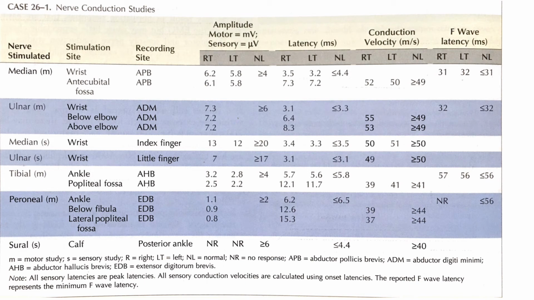However, if we go to the tibial motor nerves and then we go to the median nerve and the ulnar nerve, we see that there is a length dependent pattern where we are seeing normal amplitudes in the ulnar and median motor nerves, but reduced amplitudes in the tibial nerves, but severely reduced in the peroneal nerves.